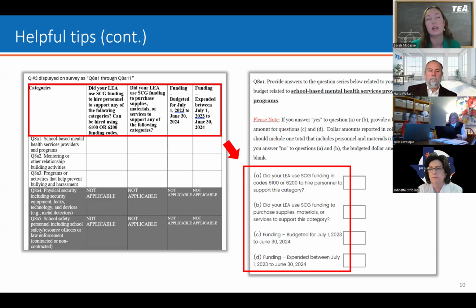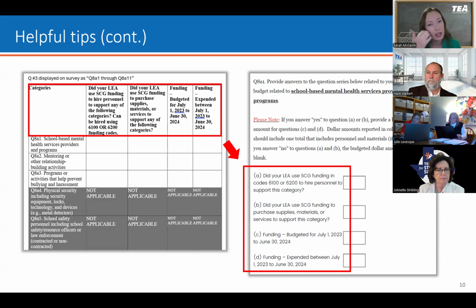So just be thinking, okay, did we budget? Did we spend? Yes, no. And then you would enter yes, no. The fourth column over is what was budgeted between July 1, 2023 and June 30th, 2024. Again, you could ultimately think of that as November 16th.